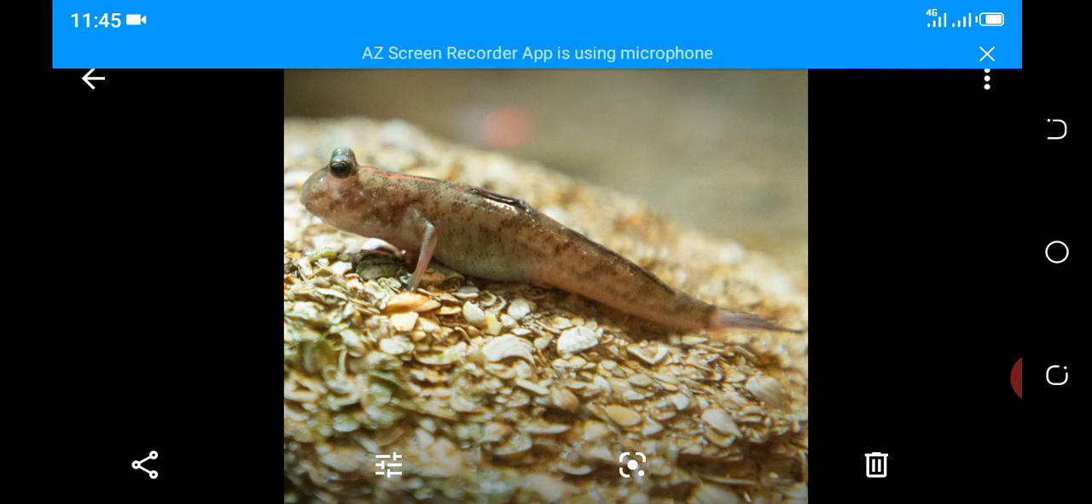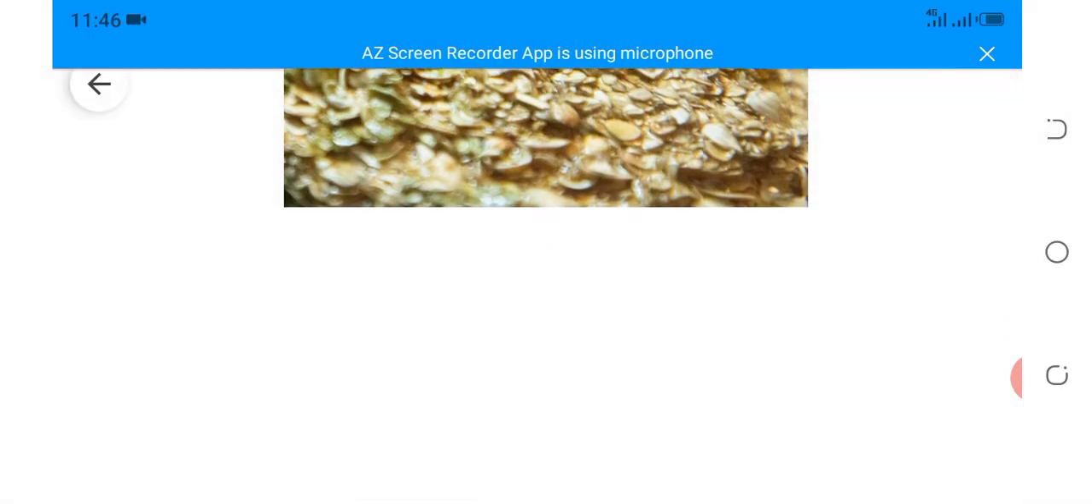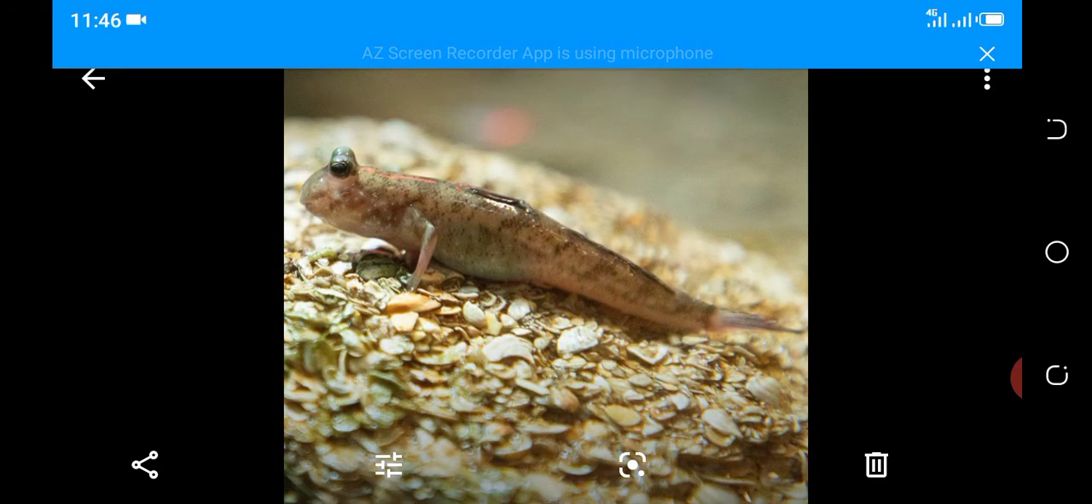Mud skippers can store water in a special part of their bodies called gill chambers. So because they can store water, they can stay out for a long time. They use the oxygen from this water on land. So they store water, then they use the oxygen from the water that they stored when they go outside the water.